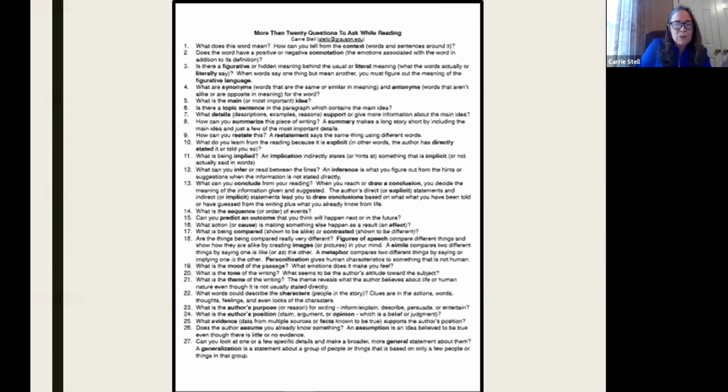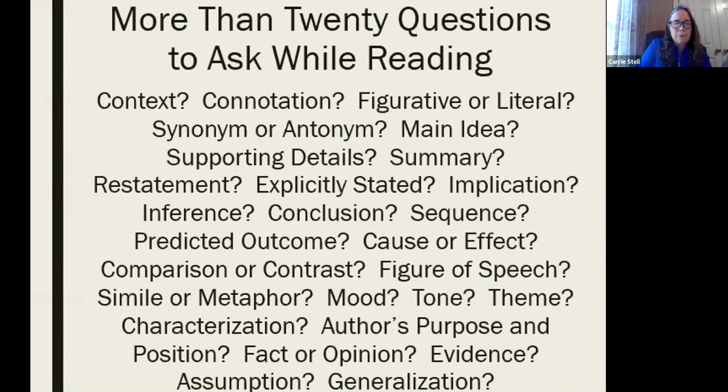So this is probably too small to read on the screen. So here's a brief summary. The keywords that I explain in the more than 20 questions to ask while reading. So what's the context for this vocabulary word that you may or may not know? What's the connotation of a word? Is the meaning figurative or literal? Can you identify a synonym or an antonym for a given word? What's the main idea of this paragraph or this passage? What are the supporting details that the author uses to explain the idea? How would you summarize? What's a summary of what we've just read? How would you restate? What's a restatement of what we've just read?